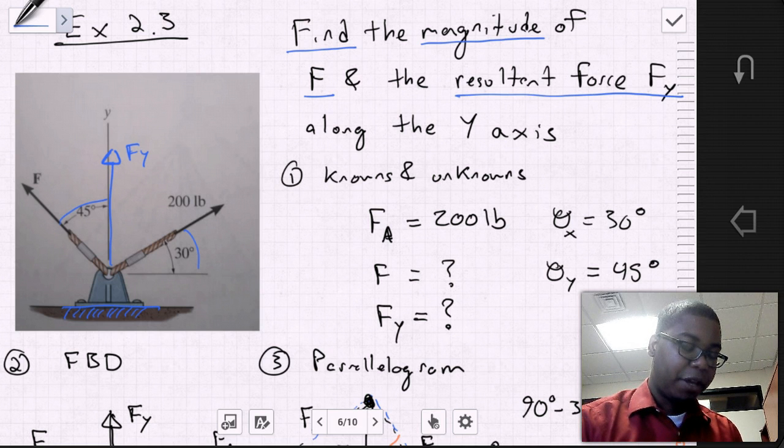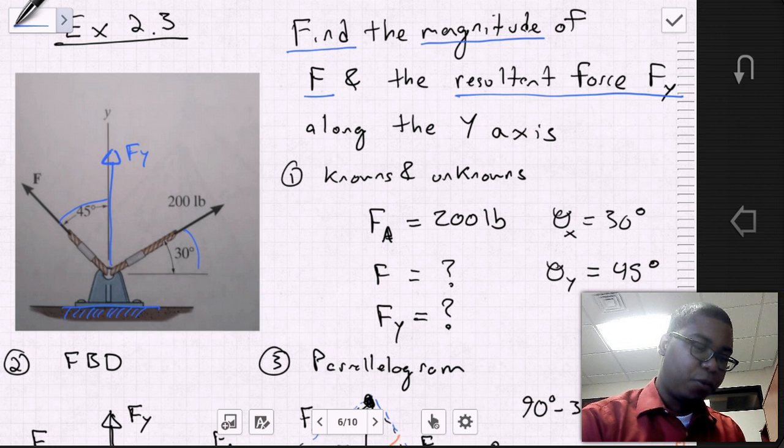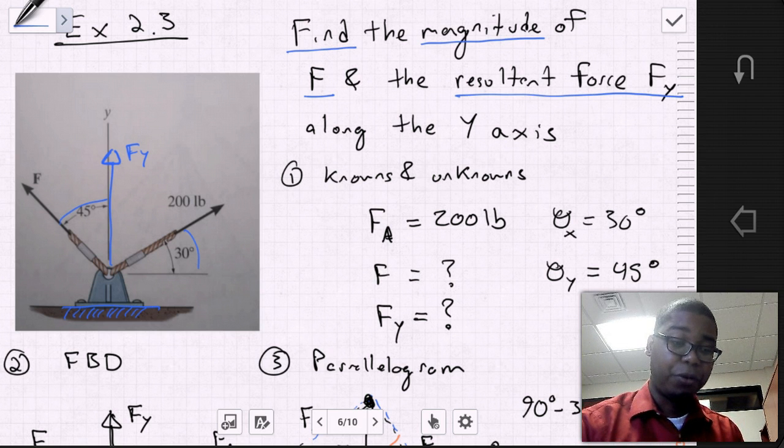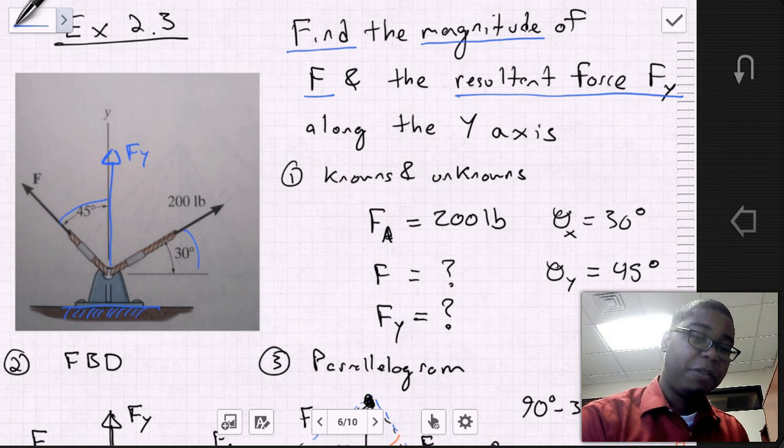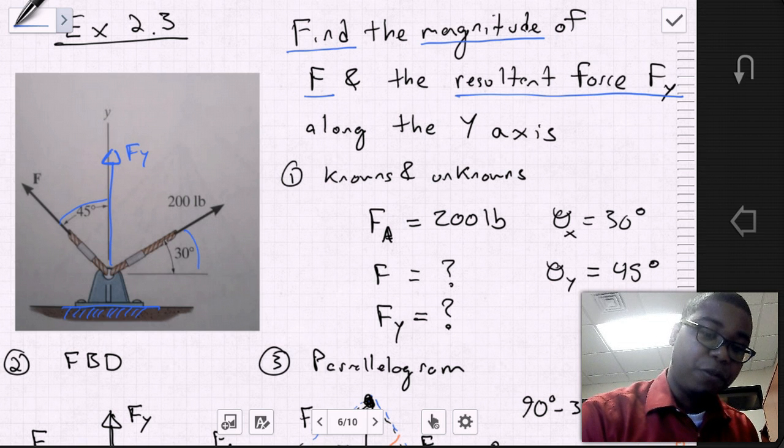In this example, we have a pin that has two force vectors coming out of it, and it has an x and y coordinate system. This problem asks us to do something peculiar. It asks to find the magnitude of the force vector F, which is at an angle of 45 degrees relative to the y-axis, and the resultant force Fy that is directed along the y-axis.